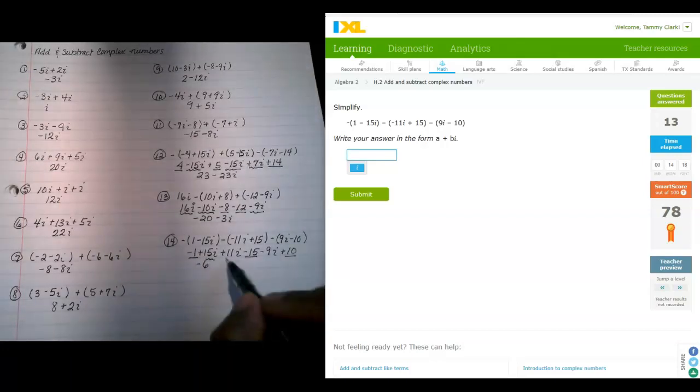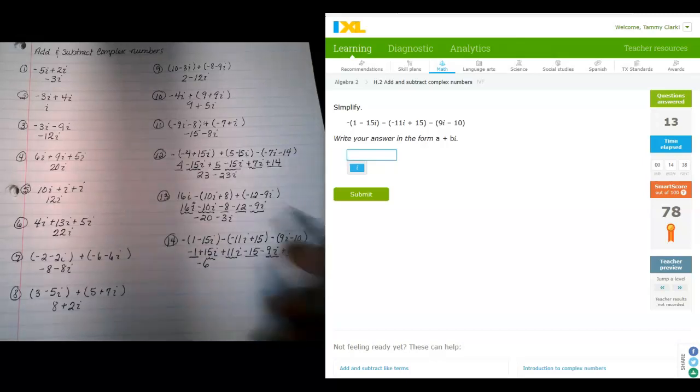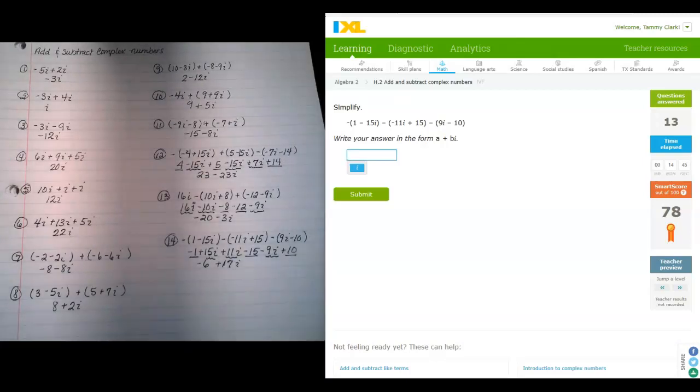Then let's combine our imaginary numbers. We've got 15 plus 11. That's 26. 26 minus 9, I believe, is 17. So these are positive. Okay, so plus 17i. So this would be negative 6 plus 17i. Make sure I put the i there because I hate to come all this way and then get it wrong.